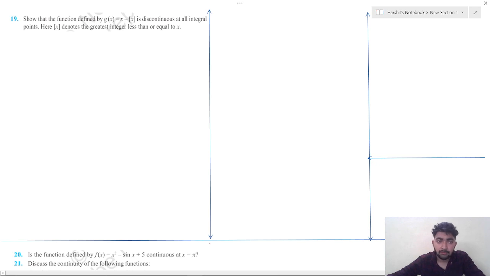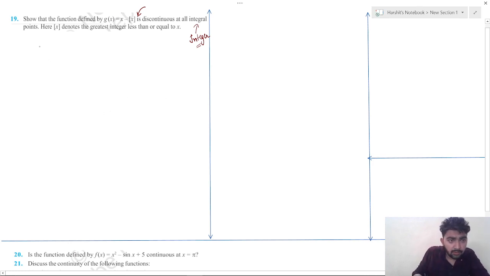Our question number 19 says: show that the function defined by g of x equals x minus greatest integer of x is discontinuous at all the integral points. Integral points means integer points. Here the square bracket of x denotes the greatest integer less than or equal to x.